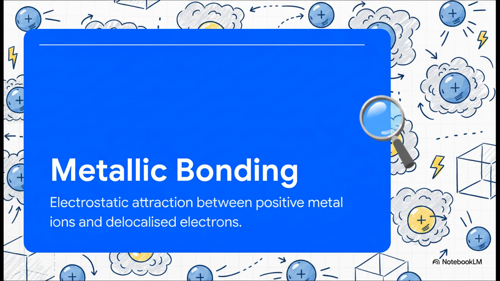Now, if you open up a standard chemistry textbook, you're going to see a definition somewhat like this. Metallic bonding is the electrostatic force of attraction between positive metal ions and delocalized electrons. And sure, while that is 100% scientifically accurate, it kind of sounds a bit dry, right? Electrostatic force, delocalized. Don't worry, I absolutely promise we're going to break down exactly what this actually looks like in practice because the reality is incredibly dynamic.